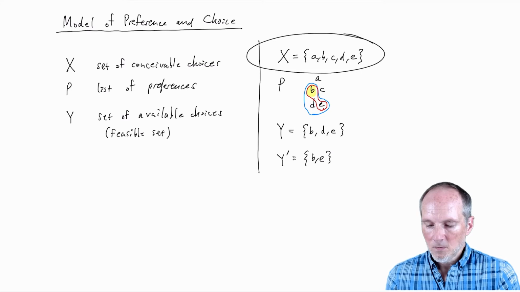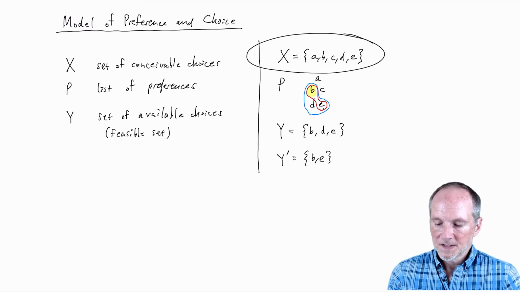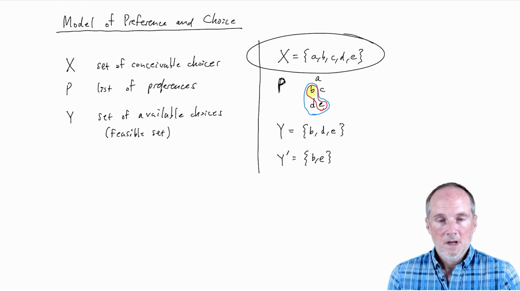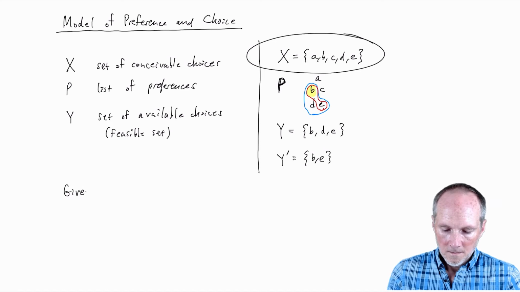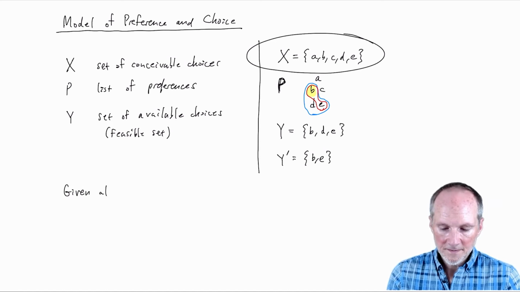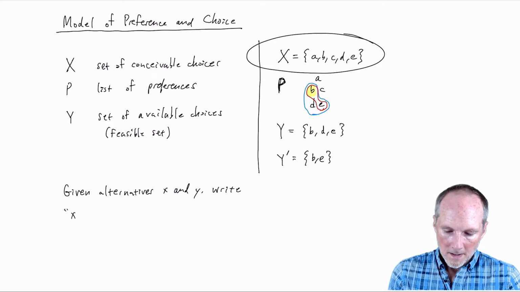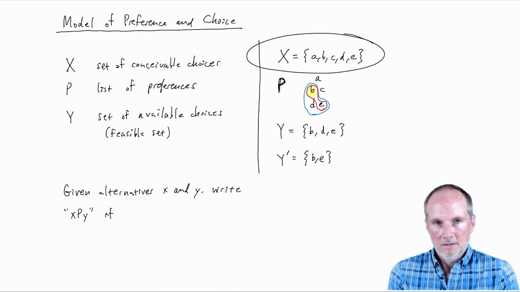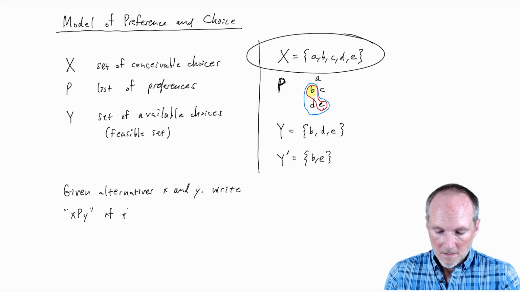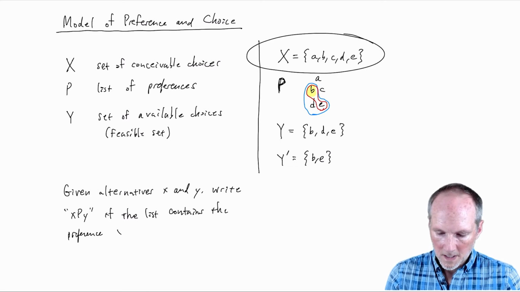So what we can do is, instead of writing the ranking down, we can just say there's some list P. Given possible choices or alternatives X and Y, we can write XPY if X is preferred to Y. So I'll say if the list contains the preference X to Y.